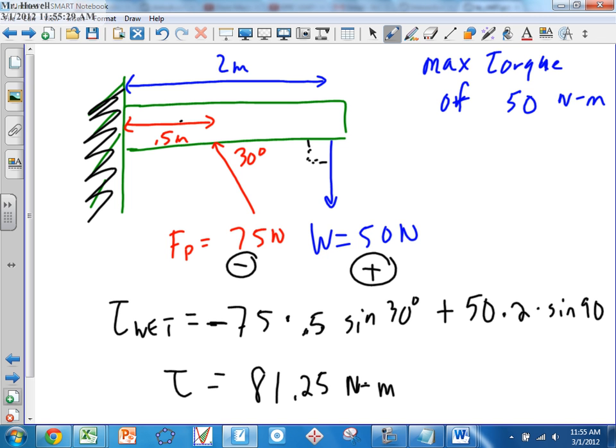So here's your net torque. What's going to happen to the object? It's going to snap. Again, take a look. It's all about snapping or not snapping, right? Remember, the net torque on this object is 81. It can only withstand 50. So this object would snap. This is how they study things.